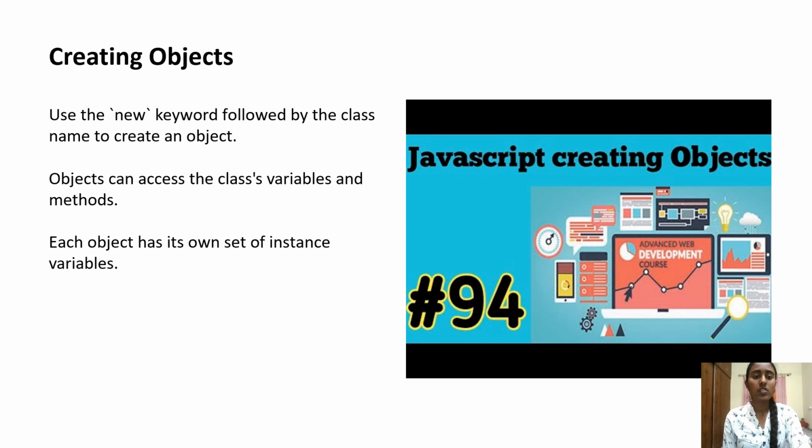Creating objects. Use the new keyword followed by the class name to create an object. Objects can access the class variables and methods. Each object has its own set of instance variables.